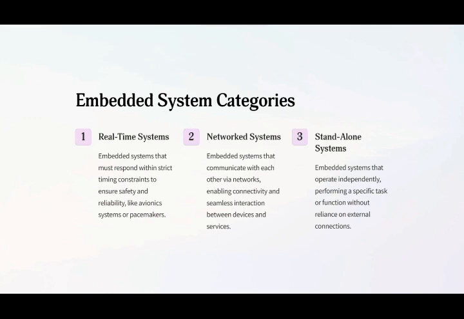Networked systems are designed to communicate with each other, or peer-to-peer devices, via the networks or wireless communications. For example, IoT sensors, industrial Internet of Things sensors which monitor and control, and some of the healthcare units. And finally, standalone systems. A standalone embedded system operates independently to perform a specific task. This will not depend upon any external functions to give a specific output.